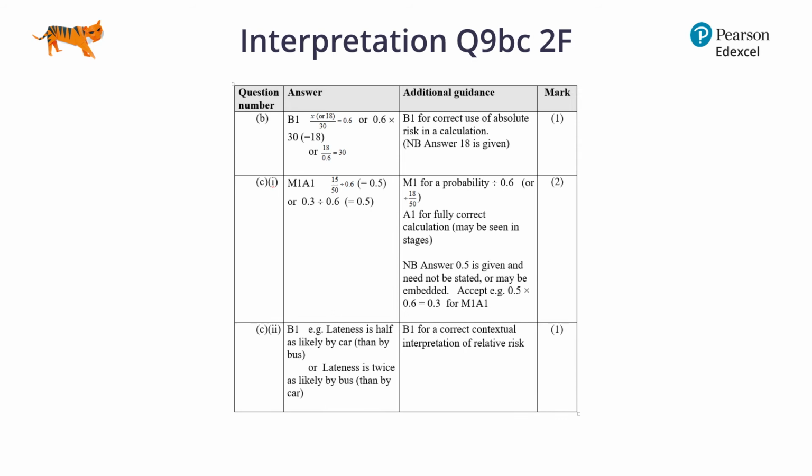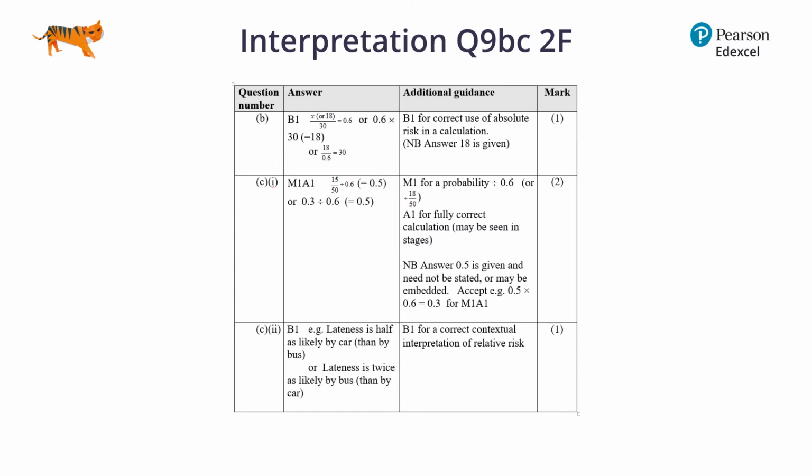From the mark scheme, we can see that in part B, students needed to show their working out as the answer of 18 was given in the question. About half of the students were able to answer this part of the question. In part C, they had to show a probability divided by 0.6 for the first mark and then a fully correct calculation for the second mark. In parts B and C, as the answer is given, the student can achieve full marks for their calculations and the answer need not be stated.